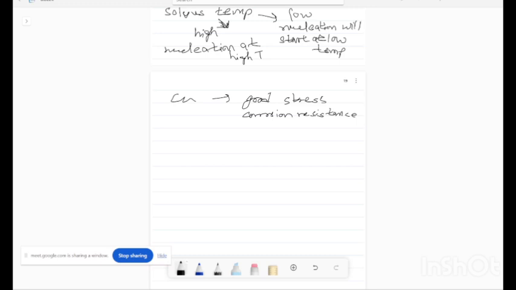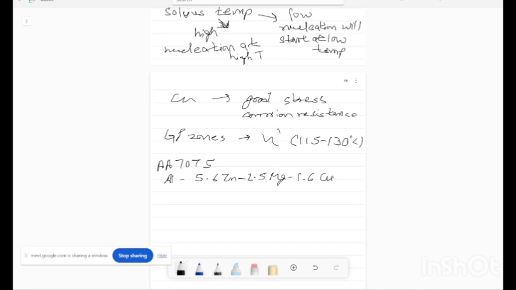So in the 7000 series alloy, the GP zone formation is necessary for eta prime precipitation in the 115 to 130 degrees Celsius temperature range. Like if we see the aluminium alloy 7075, that has the composition of aluminium, 5.6% zinc, 2.5 magnesium, 1.6 copper and 0.23 chromium.